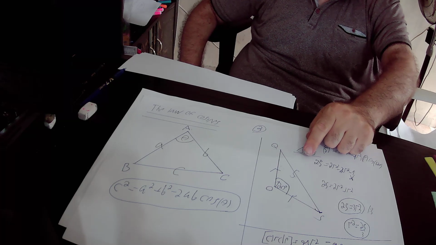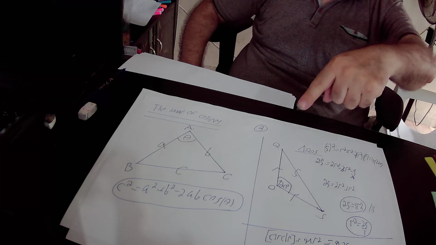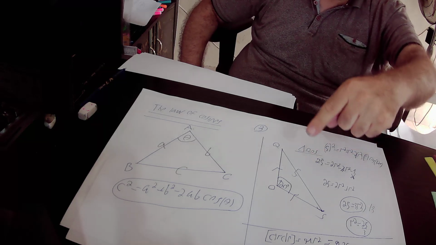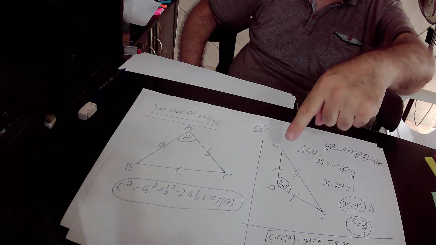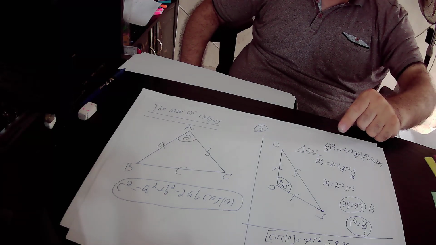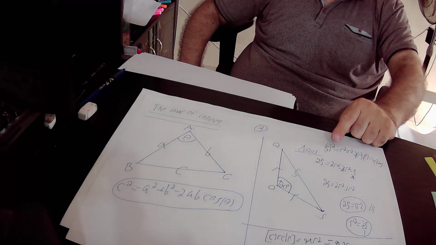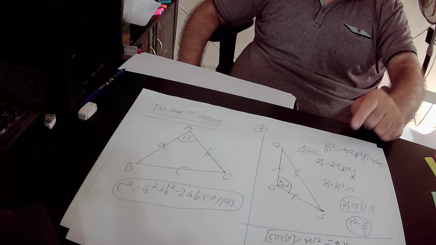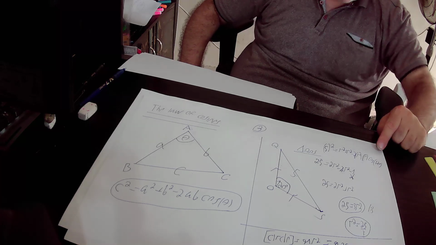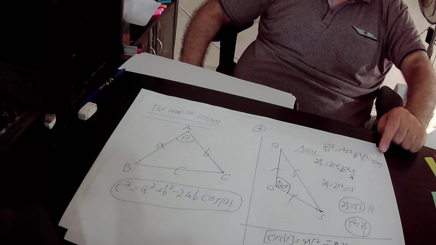According to the law of cosines, we will get that 5 squared equals R squared plus R squared minus 2 times R times R times cosine 120 degrees. 5 squared is 25. That is equal to R squared plus R squared is 2R squared, minus 2 times R squared. Cosine 120 degrees equals minus 1 half.